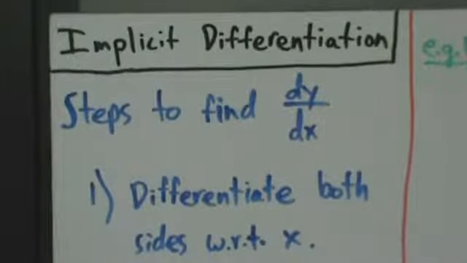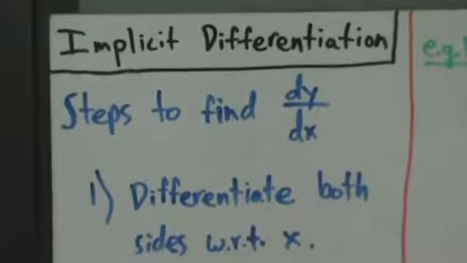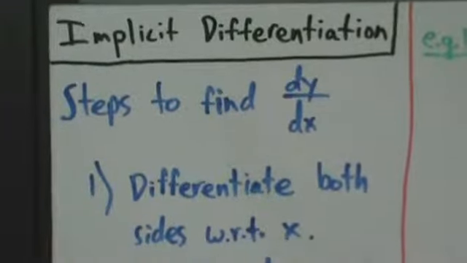Okay, now that we've talked about how implicit differentiation works in general, let's outline the steps that we actually use to find the derivative for a full example. Because in the previous video we didn't really do any full examples, we just showed how the process works. But now here's the full process.